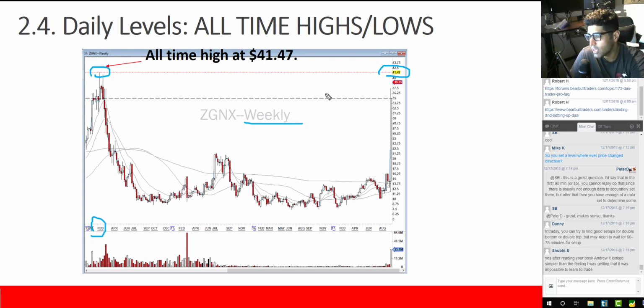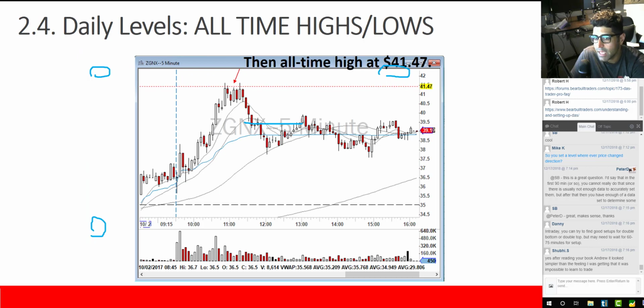Again, this is a weekly chart because I really wanted to put everything in there. If it was a daily chart, it would have been really ugly. So as I see, there's a 41.47. Let's see how the stock actually traded. The next day, the stock traded like that. The stock opened very strong, in 5 minutes never cracked the 41.47, and then bounced back.